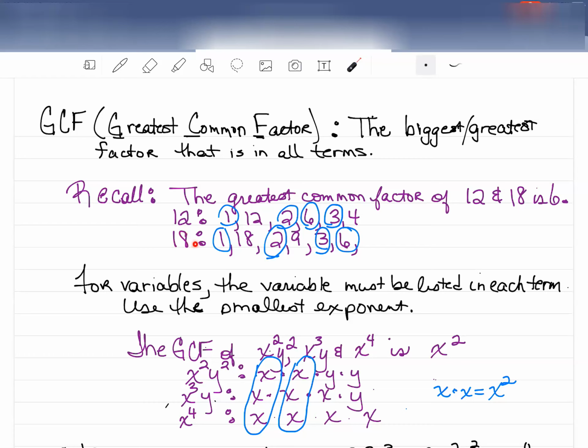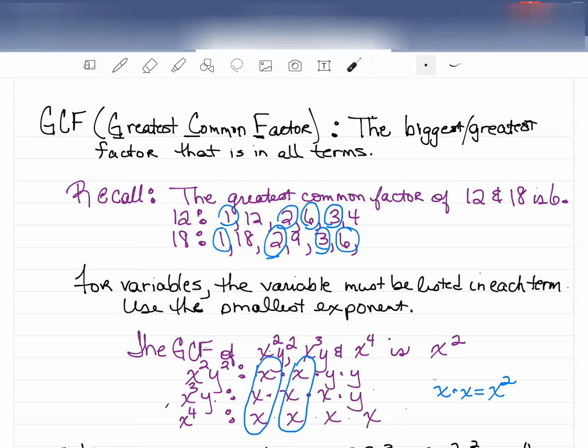Then I did the same thing for 18. 1 times 18 will give me 18. 2 times 9 is 18, and 3 times 6 is 18. From there, I just went in and I circled any of the factors that they shared. So 1 was shared by both of them. 2 was shared by both of them. 6 was shared by both of them. And 3 was shared by both of them. Then once I look at what I have circled, 6 is the biggest number that's a factor that I have circled in both 12 and 18. So that's the reason why 6 is my greatest common factor.